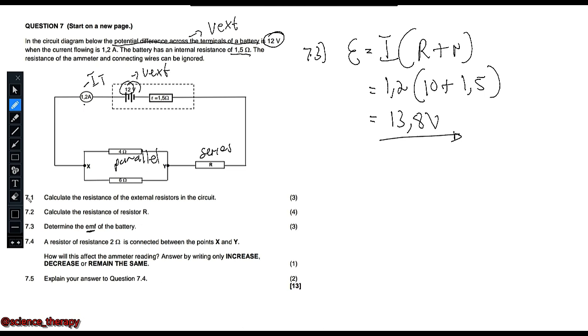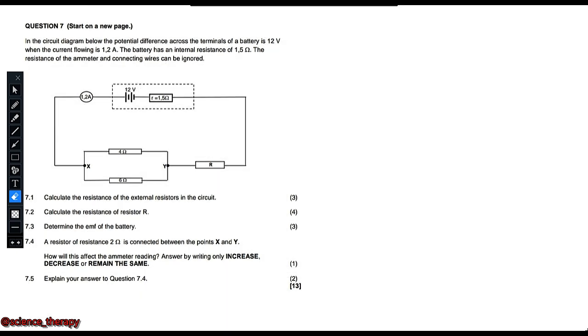Now let's look at 7.4. It says a resistor of 2 ohm is connected between point X and Y. So that means we now have a connecting wire here, and we connect our 2 ohm resistor like this. If we connect a 2 ohm resistor between point X and Y, then we can see that we now have 3 resistors connected in parallel. Now they're asking, how will this affect the ammeter reading? Answer by writing only increase, decrease, or remain the same.